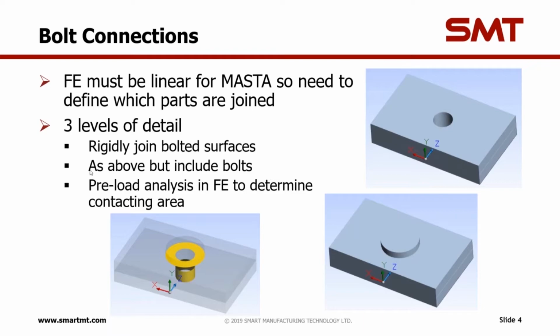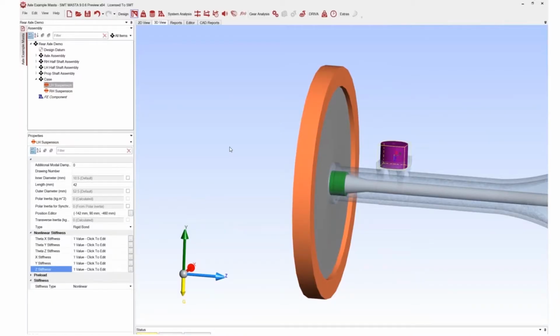And finally, we can do some kind of initial FE analysis to determine what area is in contact, and I'll probably illustrate that in MASTA just to make that a bit clearer. So just before I show that, I've got a couple of questions that have come up on the mounting.